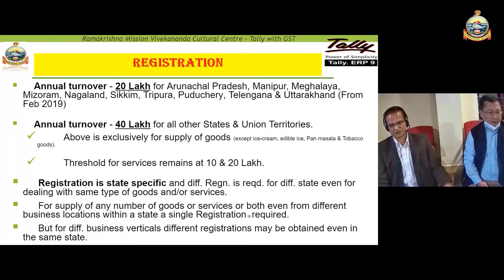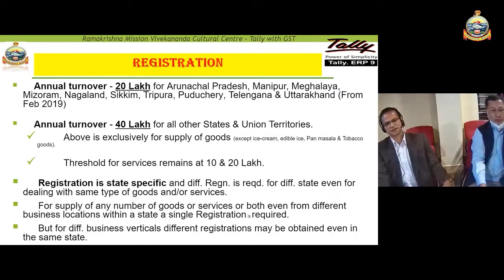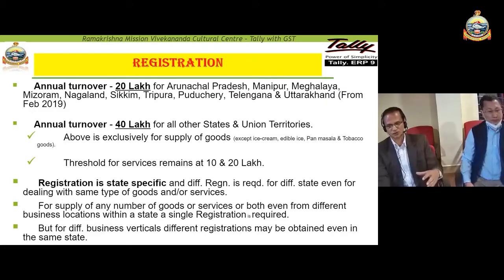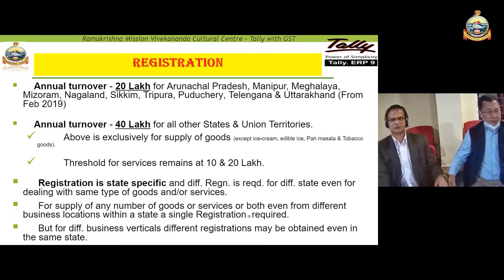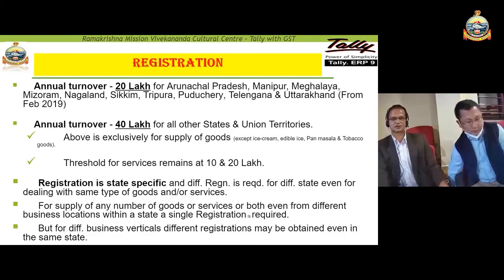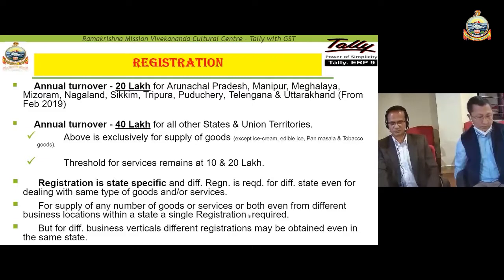The main place of business, from where the accounting and everything is done, where the returns will be submitted from and the application made from, is called the principal place of business. And supposing you have so many outlets, these are called additional places of business, and there could be any number of additional places of business.